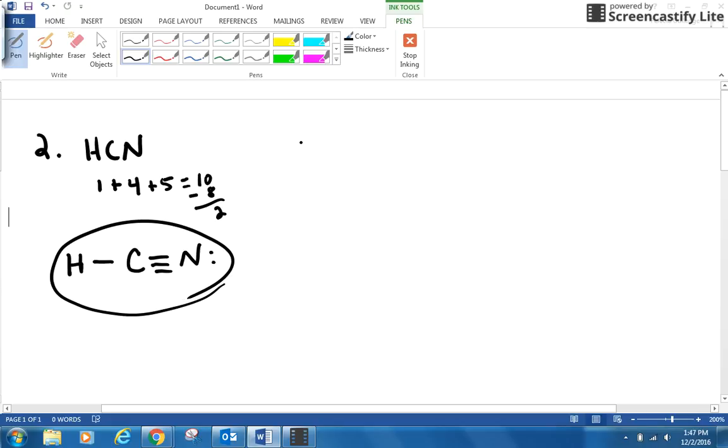Now let's look at number 4. I'm just skipping around here and giving you guys some help with this. Number 4 is SO2. So the very first step is I count my valence electrons. So that is going to be 6 for sulfur plus 6 times 2 oxygens. So altogether I have 18 valence electrons to work with.